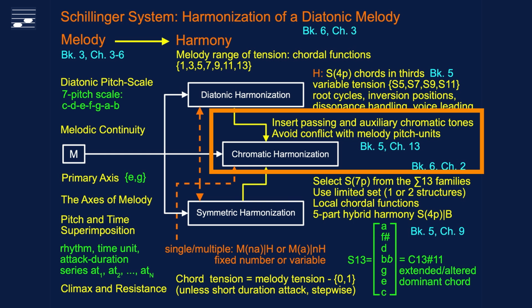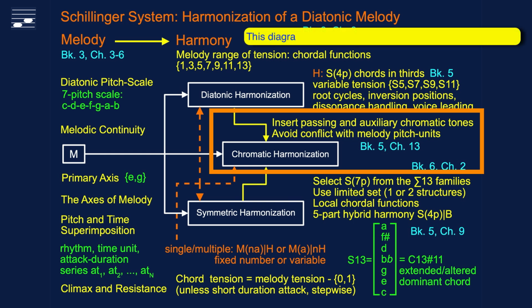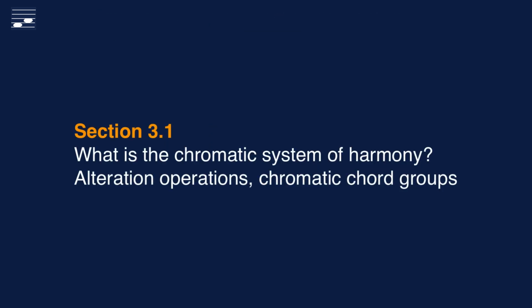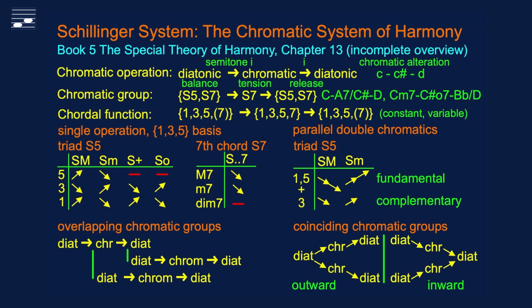The chromatic system of harmony is part of Schillinger's special theory of harmony. I have not covered it yet in any of my earlier YouTube tutorials, and therefore will take a sidestep and discuss relevant chromatic harmony aspects. Schillinger's Book 5, Chapter 13 is about the chromatic system of harmony. Through chromatic alteration operations applied to diatonic harmony, we obtain a derived extended harmonic idiom in the style of the late Romantic period, with roving chords that frequently switch between tonal centers.